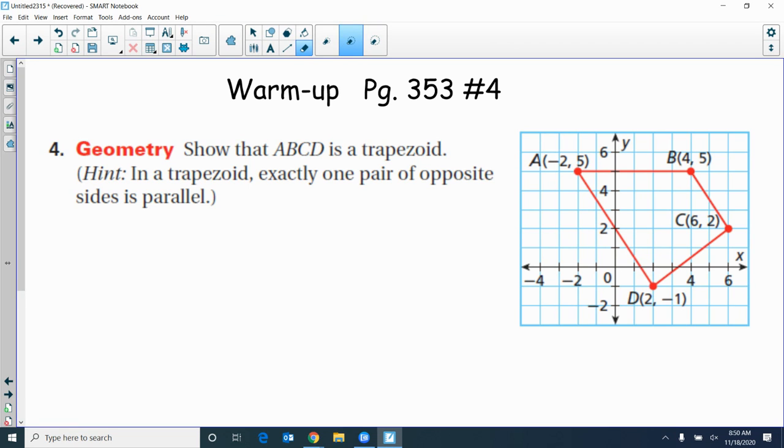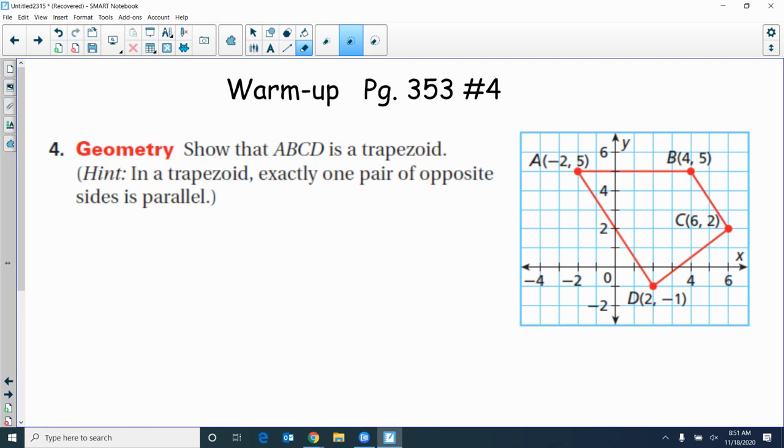Okay, show that ABCD is a trapezoid. Hint: a trapezoid has exactly one pair of opposite sides that's parallel. All right, what do you think we need to do for this? Parallel sides. Okay, find the parallel side. And part of that, here's what I want you to do. Find the slope of all four sides.